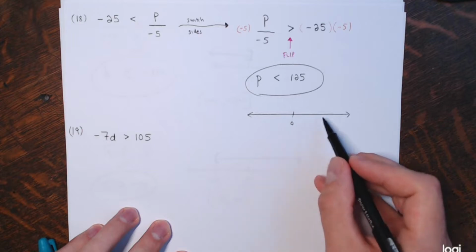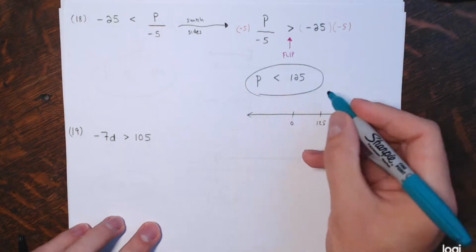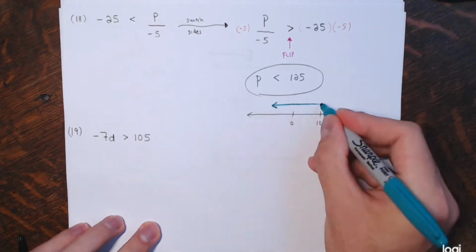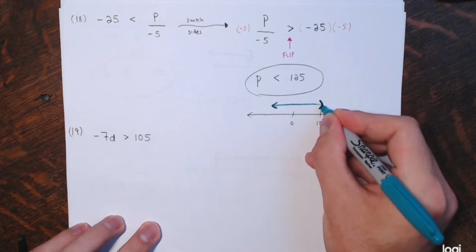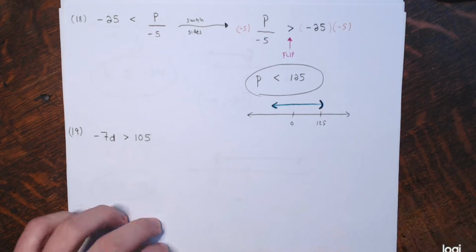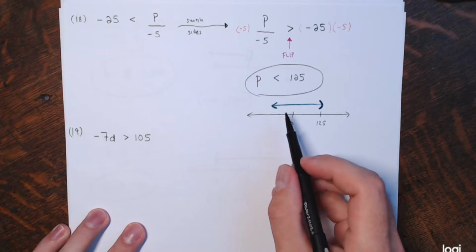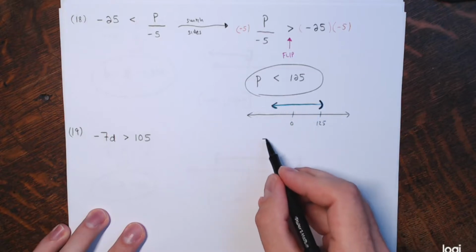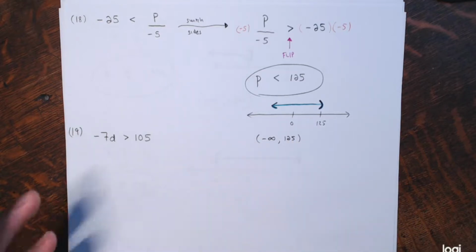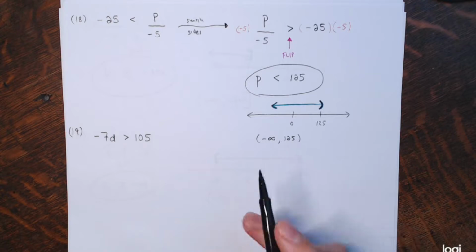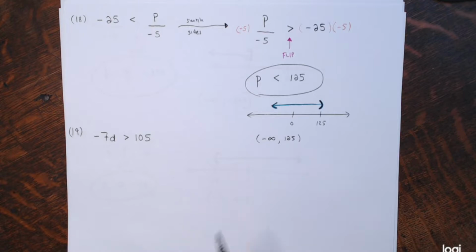0, 125 would be to the right of 0 somewhere. And then we're looking at all the numbers less than, so to the left, 124, 123, 122, etc., but not equal, right? So a parenthesis on the 125, or an open point, just to indicate that 125 is not a solution. And then the interval notation for this, from left to right, negative infinity up to 125, parentheses on both, to indicate that those n values are not solutions, right? Negative infinity is not a number, so it can't be a solution, and 125 we said already was not a solution.